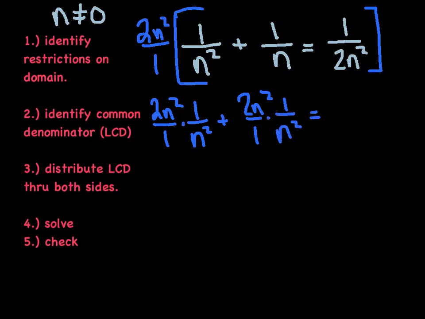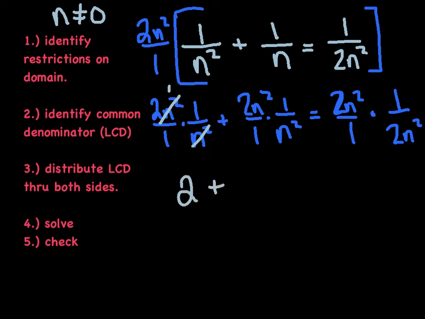You get our multiplication signs in there: 2n squared over 1 times 1 over 2n squared. Alright, so here's what it's looking like right now. What I'm going to do here is say n squared divided by n squared is just a 1, and then multiply 2 times 1 is 2.